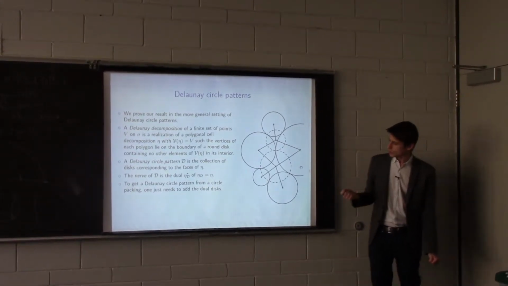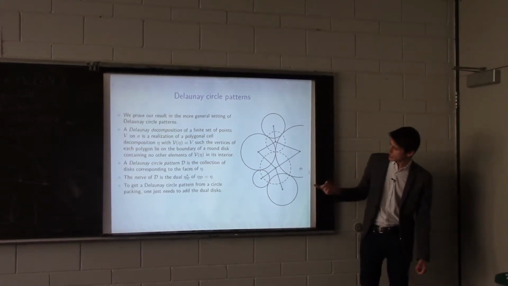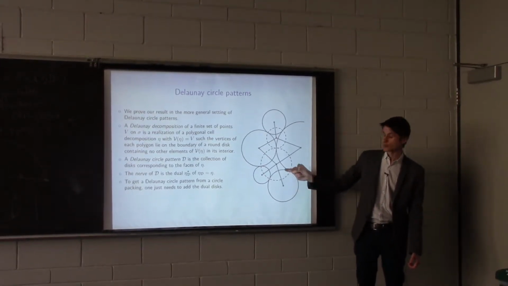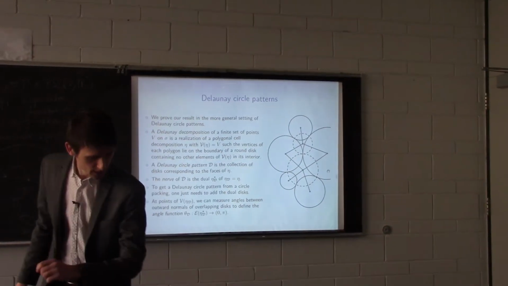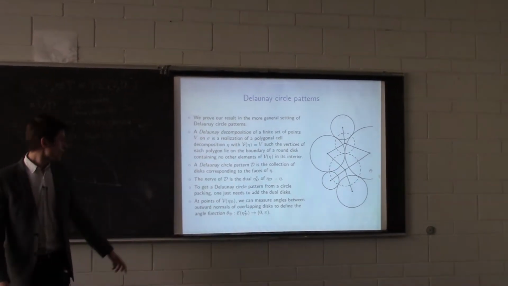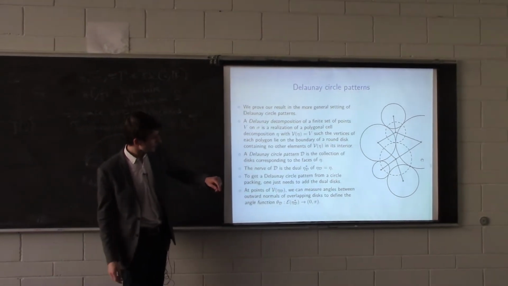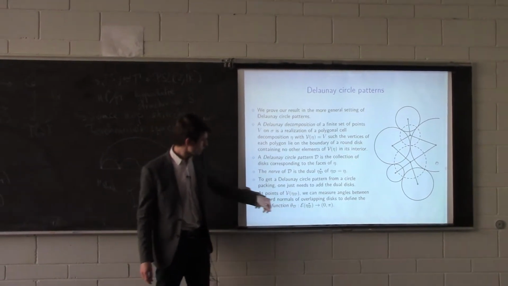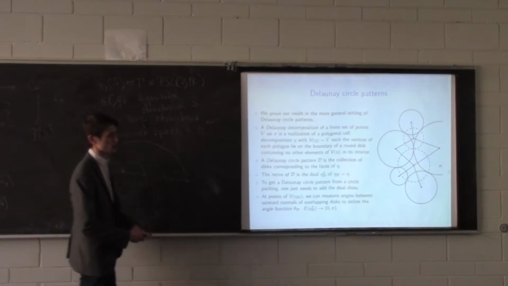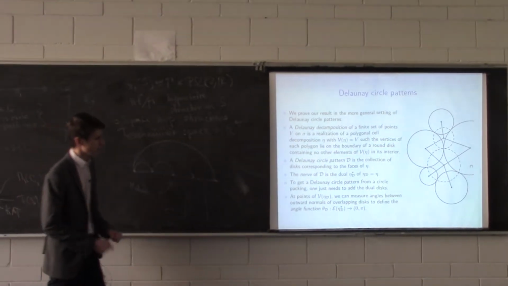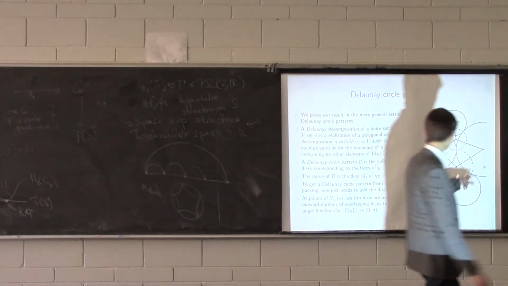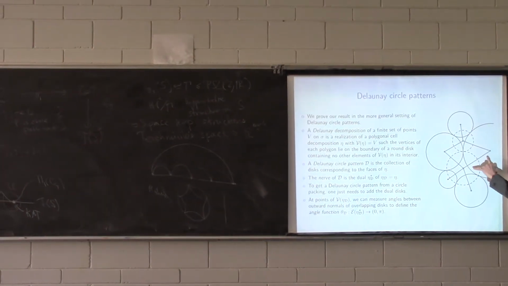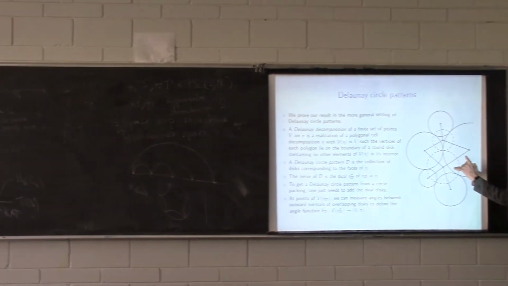Now, one thing that you need to keep track of if you want to do all this is the angles between circles that overlap. And so you can define an angle function. At the points of intersection, you can measure the angle between the normals. And you can define an angle function. So for every edge in the nerve, you can assign an angle.